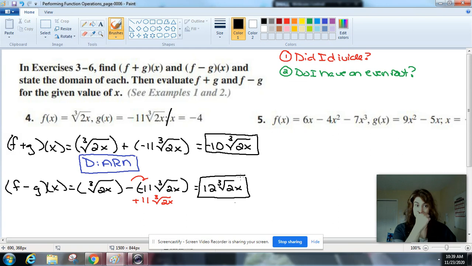I'm going to ask myself the same two questions. I already know the answers. I did not divide, and I still don't have an even root. Nothing changed in the process here. So again, in this case, my domain is all real numbers.